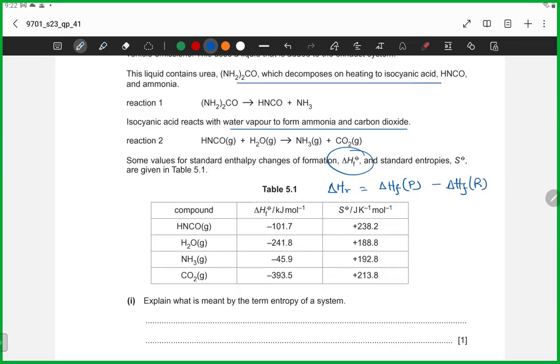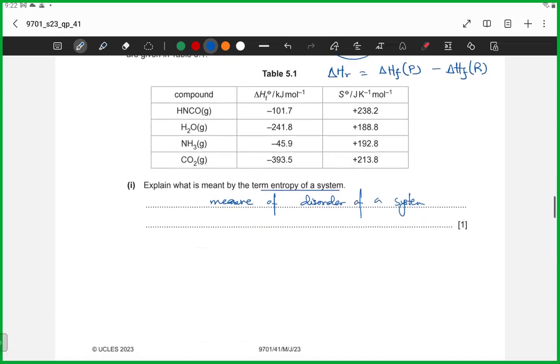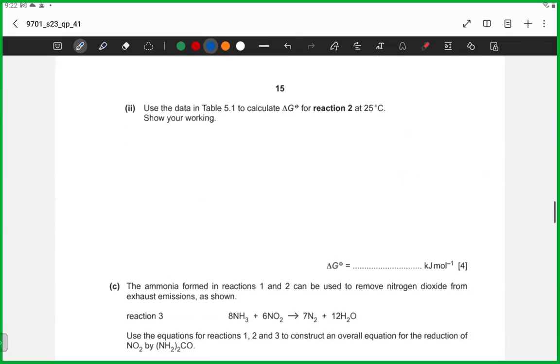Okay? So what is meant by the term entropy of a system? That's simply a measure of disorder of a system. There are many definitions, but this one over here is the simplest, and it is going to be accepted. There are other definitions which are more complicated, but this one is sufficient.